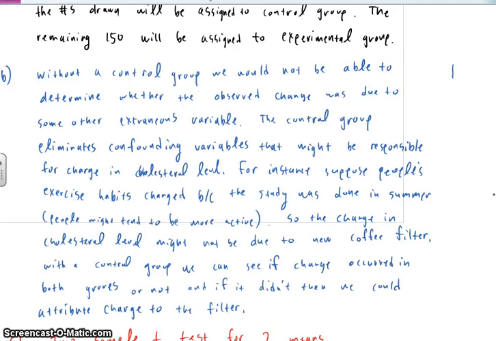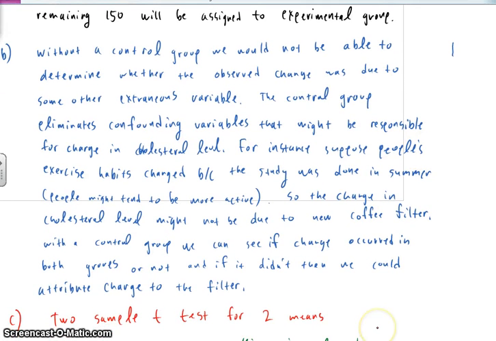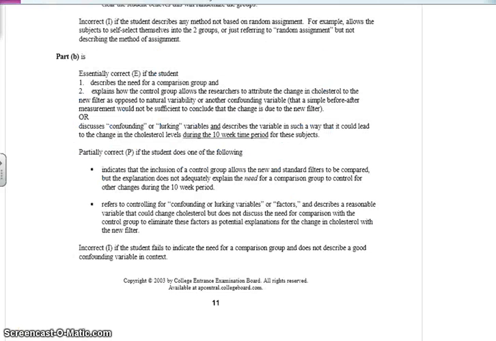For instance, suppose people's exercise habits change because the study was done in the summer. People might tend to be more active. So the change in cholesterol might not be due to the new coffee filter. With a control group, we can see if the change occurred in both groups or not, and if it didn't, we could attribute the change to the filter. So again, this is not the only way to respond to this question, but it's important here to do a couple things.